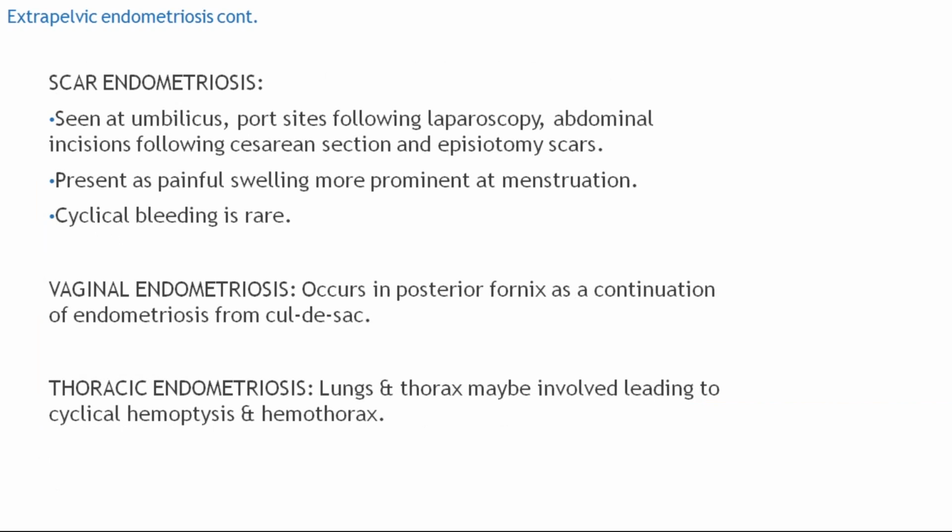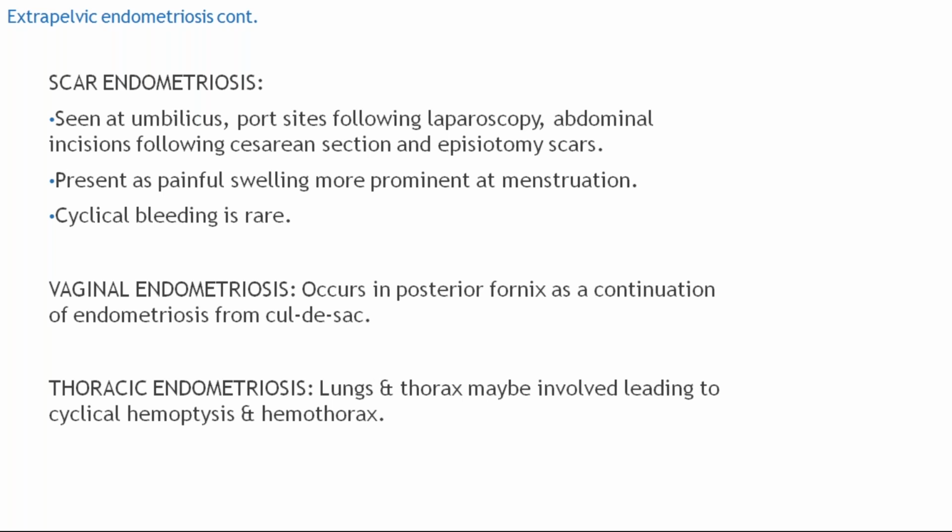Scar endometriosis can be seen at the umbilicus or port sites following laparoscopy. The port sites are also sites for scar endometriosis. And abdominal incisions, like for a previous cesarean section or episiotomy, wherever the scar is, these can be implanted. They present as painful swelling, more prominent cyclically during menstruation.